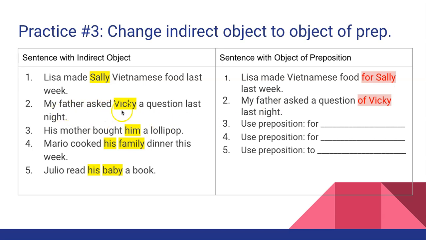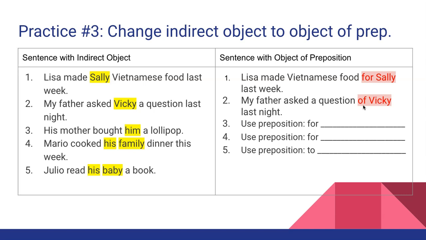Now let's look at number 2. My father asked Vicky a question last night. My father, subject, asked is the verb, asked a question is the object. Who received the question? Vicky. Vicky is the indirect object. Remember, I can change this from an indirect object, and I can use it as an object of a preposition if I use a preposition like this, of. My father asked a question of Vicky last night.